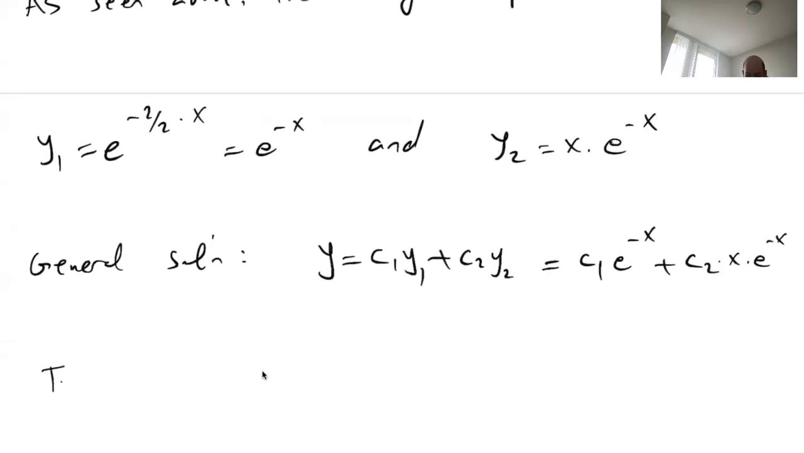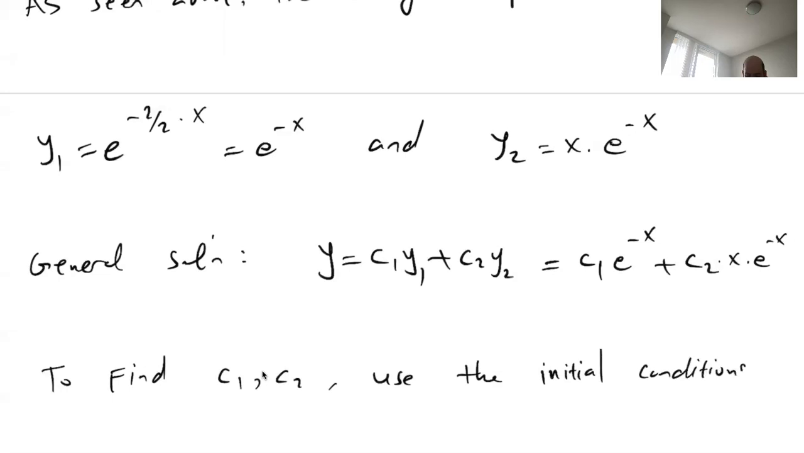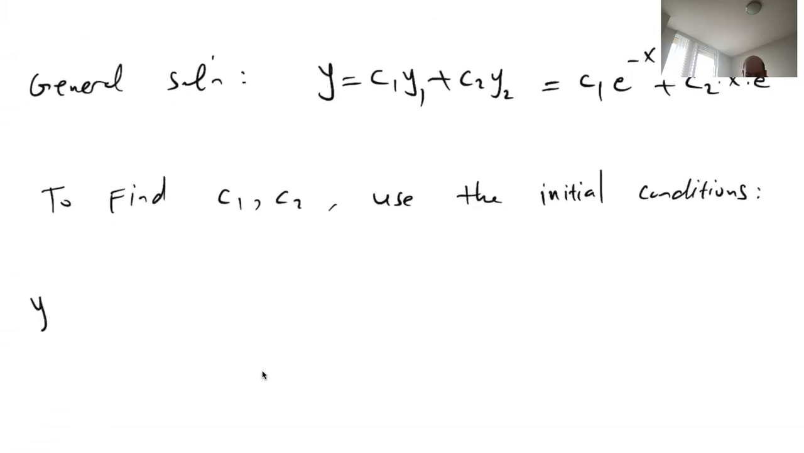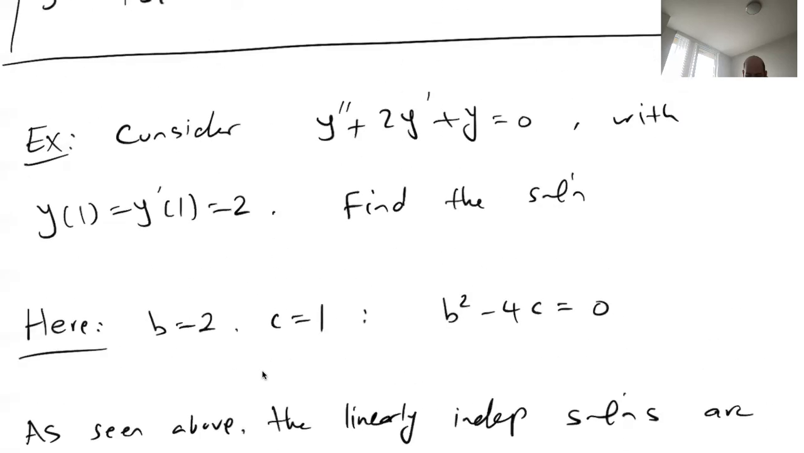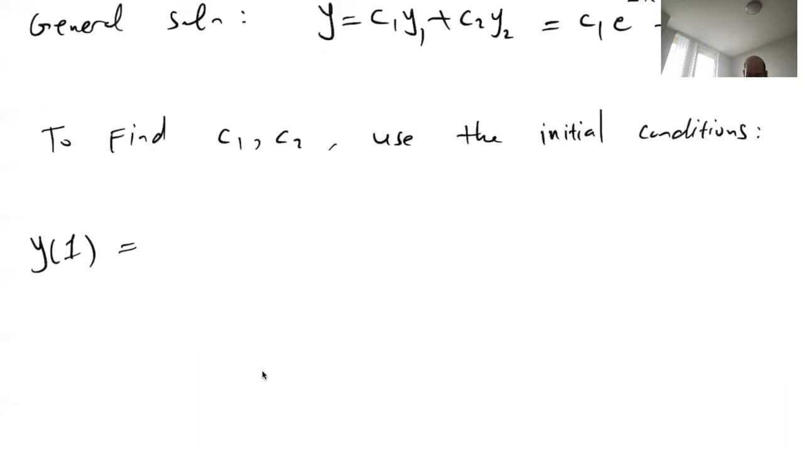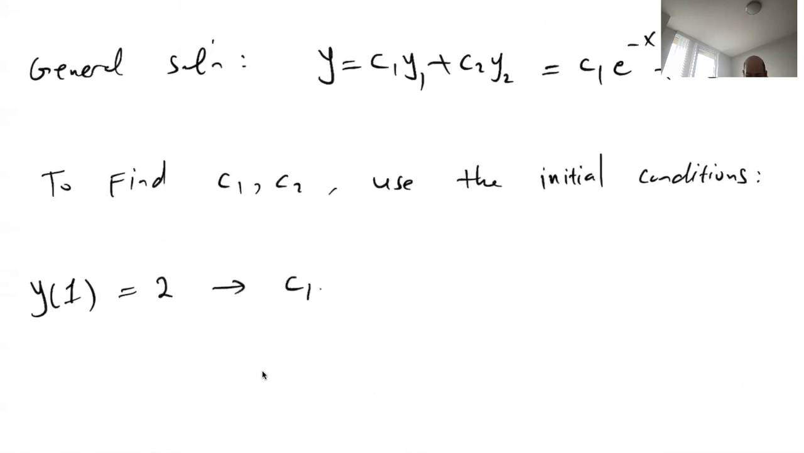And to find c1 and c2, use the initial conditions here. So y of 1 is 2. That means c1 e to power minus 1 plus c2 e to power minus 1 equals 2. And y prime of 1 is also 2.